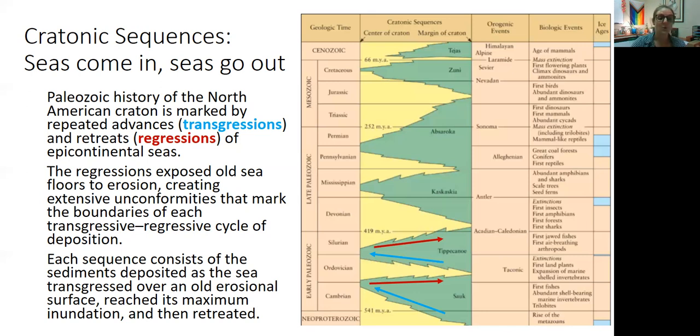Okay? So regressions exposed old sea floor that was once covered by water to erosion. So that often created a lot of unconformities, right? Gaps in the rock cycle. And we can use these unconformities to separate each transgression regression sequence.